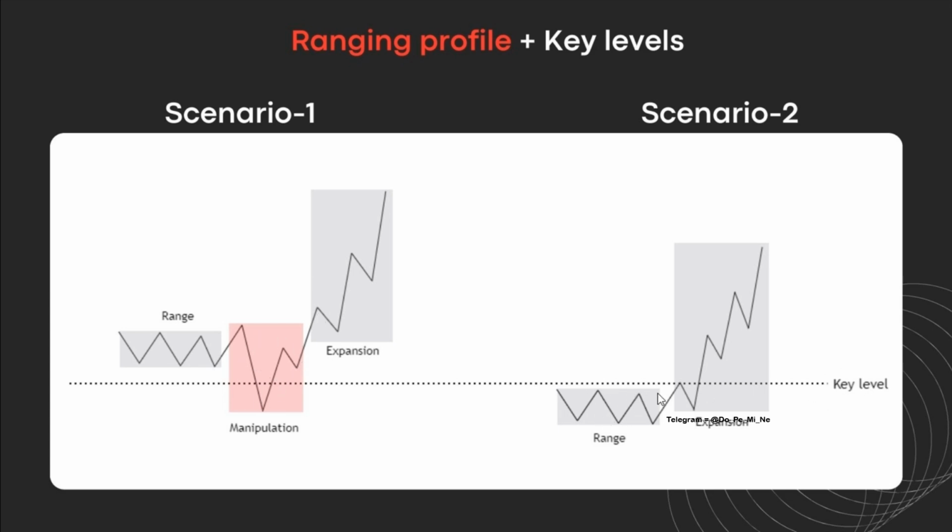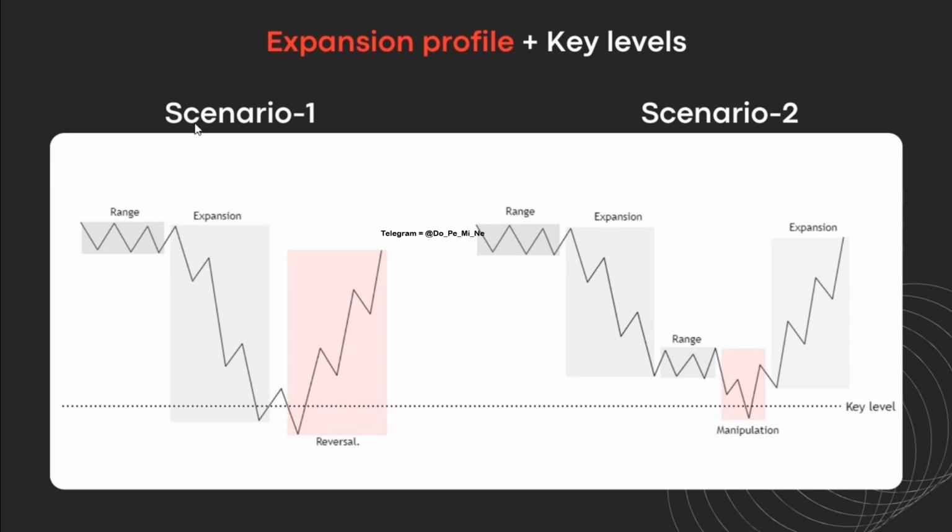But in this case, we have already tested a key level in the ranging profile, so there is no need for a manipulation to occur. Here we can straight away expect an expansion profile, right? So you're seeing that we are using proper, sound logic here, and we aren't pattern trading it, right? You see that we are using if-and-then logic, right? So these were the combinations of ranging profiles and key levels. Now we're going to discuss another combination.